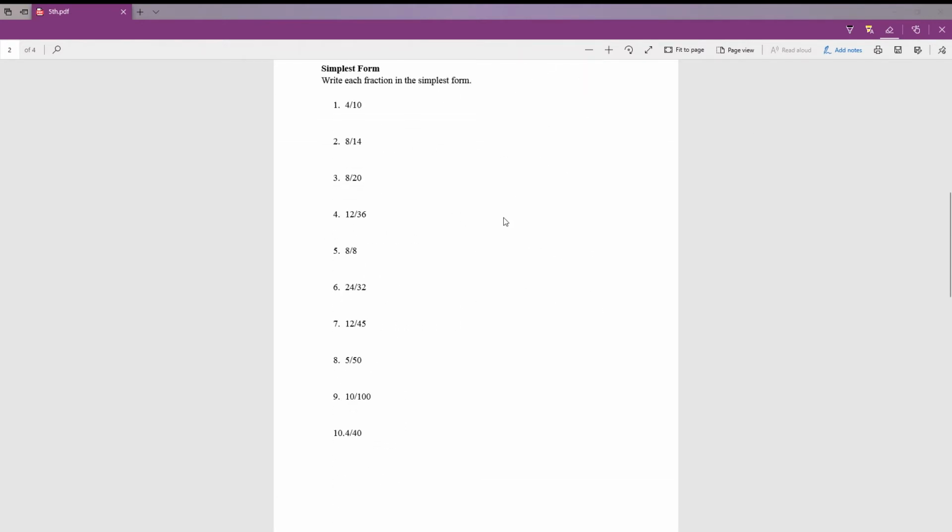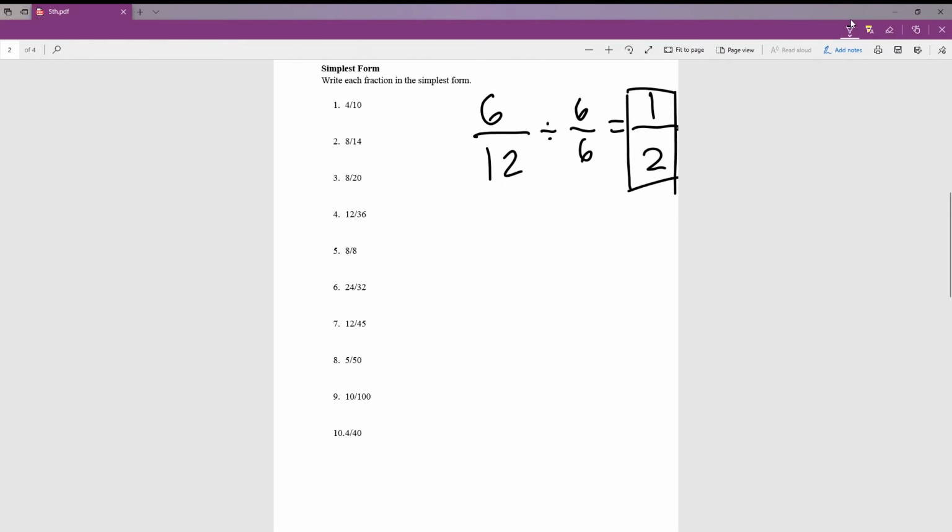Moving on, we have simplest form, right? Each fraction in its simplest form. It's pretty simple. All you do is take a fraction and you just simplify it. So yeah, you just make simplest form. I'm pretty sure all of you know how to do this already. So yeah, you shouldn't have too much trouble on this one.